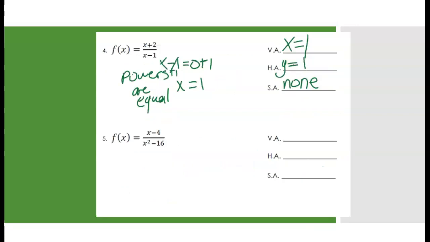We'll do number 5. So number 4, in summary, we've got a horizontal asymptote because the powers are equal. And so the coefficients are 1 and 1. Horizontal asymptote is y equals 1. The vertical asymptote comes from setting x minus 1 equal to 0. So x equals 1. And then we talked about the slant asymptote. There is not one because you had a horizontal asymptote. So just in summary, that's number 4 in a nutshell.